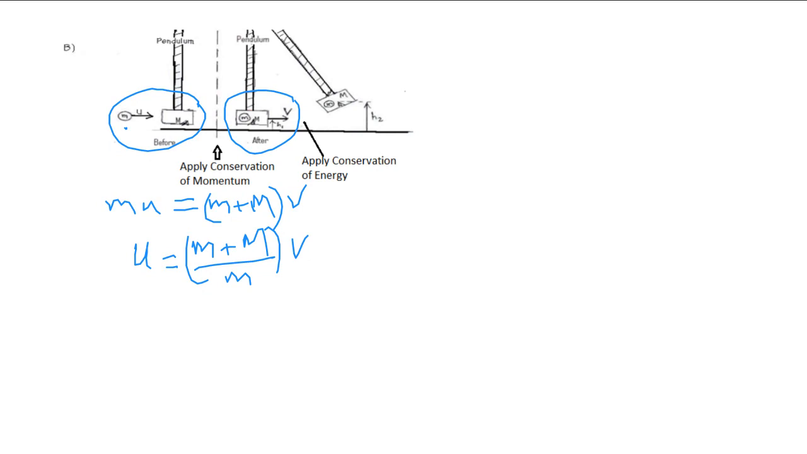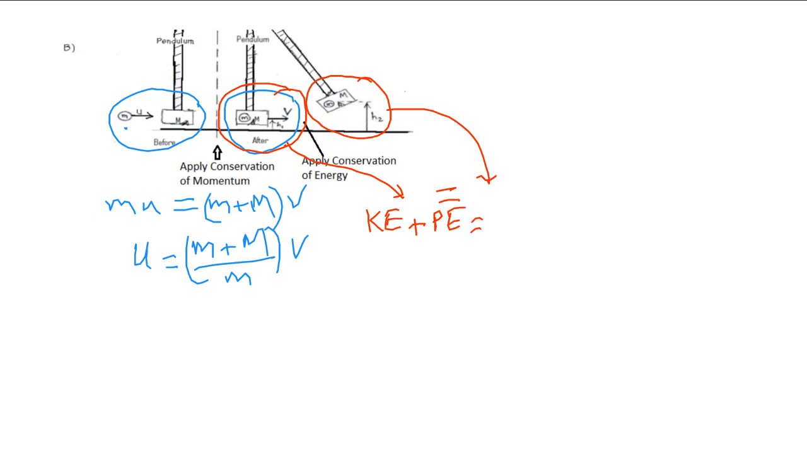Well, once again we have an equal sign, and we are going to put the energy at the end on one side, and the energy at the beginning, just after the collision, on the other side. So we're going to equate those two energies. Now just after the collision, we do have kinetic energy, plus we do have some potential energy because there is some height h1, and then at the end we have only potential energy because the pendulum comes to rest at height h2.